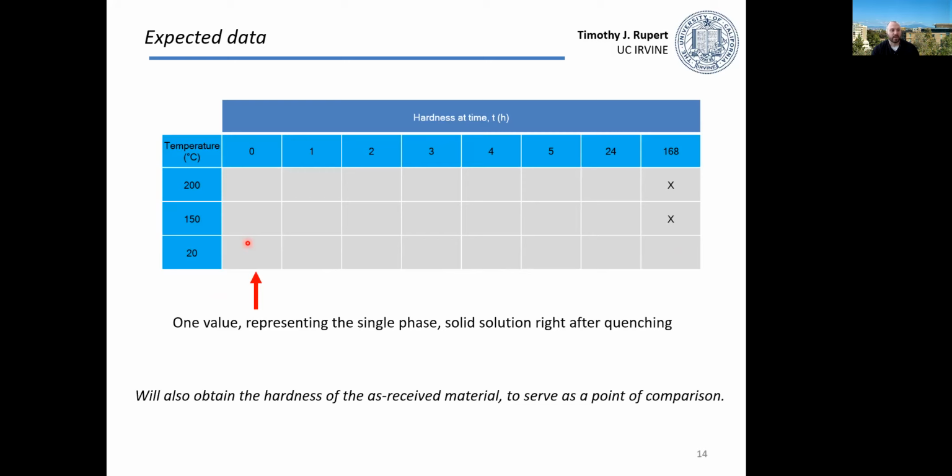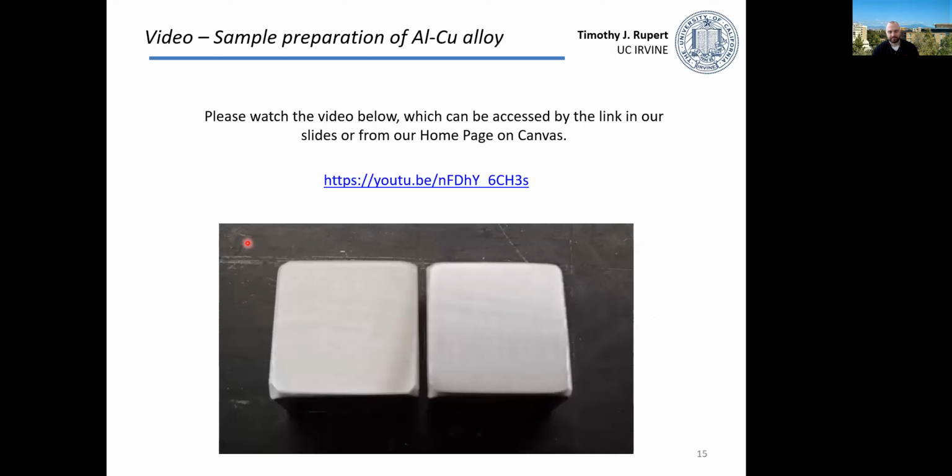Now I'm also going to go in and obtain the hardness of the as received material. I'll give that to you at the very end, and we can maybe compare and contrast that with what we're measuring during this type of experiment.